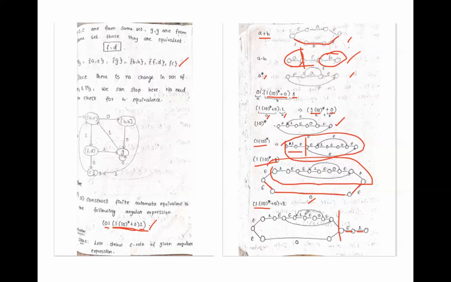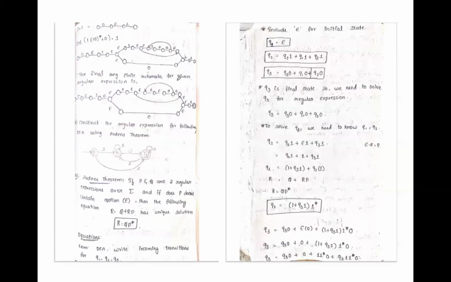So take this whole result, which we got in the previous step, and multiply that with 0 and 0, 1. After doing this, this is the final automata which we got for the given regular expression.